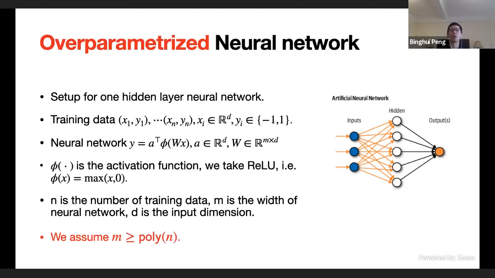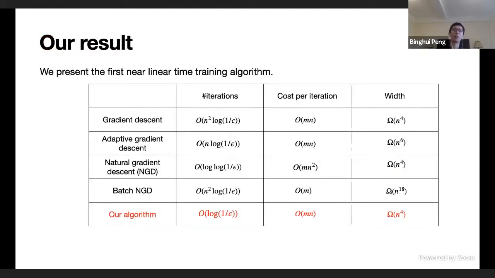And what is an overparametrized neural net? Overparametrized means that the width of the network is much larger than some poly factor of n. So essentially it says the number of neurons in the first layer is much larger. Okay, the main result of this paper is to present the first near linear time training algorithm. And as one can see from this chart, essentially the number of iterations is just a poly log factor, and we achieve O(mnd) cost per iteration. And this is almost tight and linear in the input dimension.